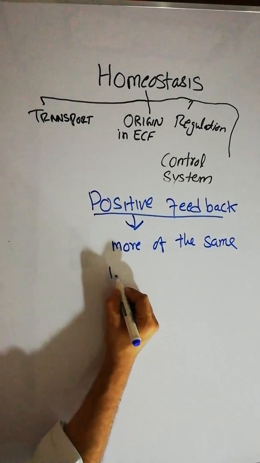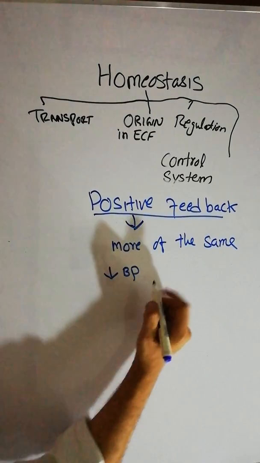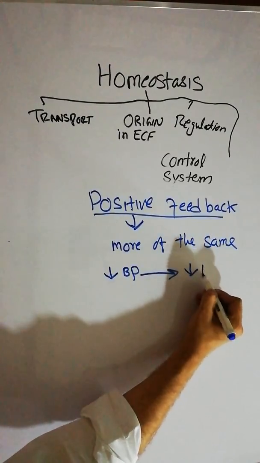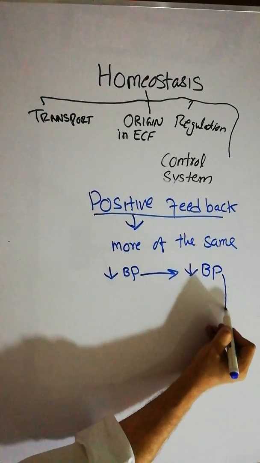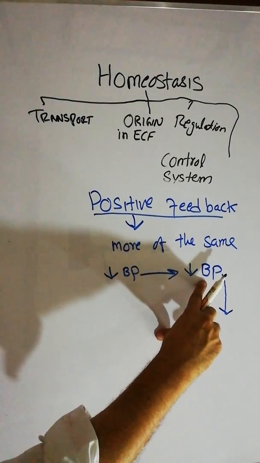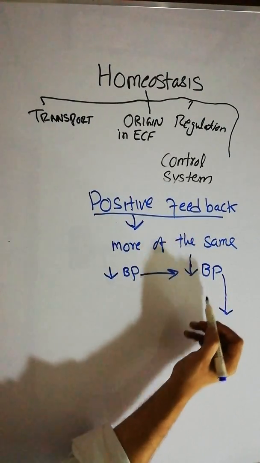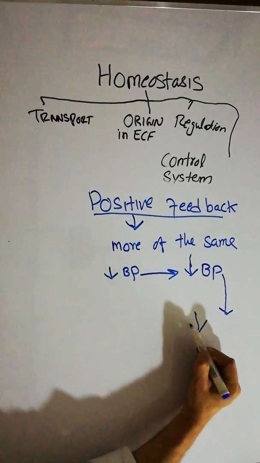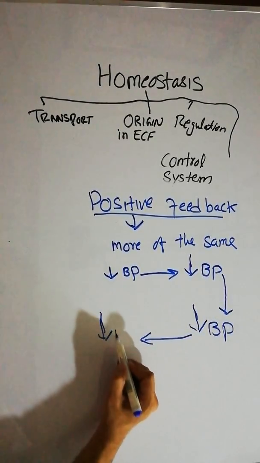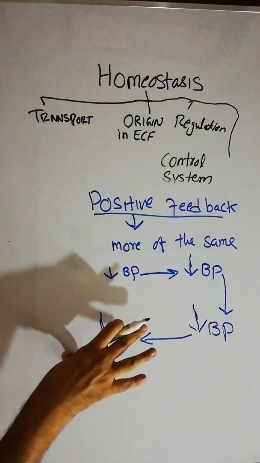For example, if the human body blood pressure decreases, and if it were not for the negative feedback mechanism but a positive feedback mechanism, the blood pressure would decrease further. Because it is doing more of the same, the result is more of the stimulus, so it will decrease more than the initiating stimulus, and it will further decrease the blood pressure. So in a sense, this system is a vicious cycle which will result in death.